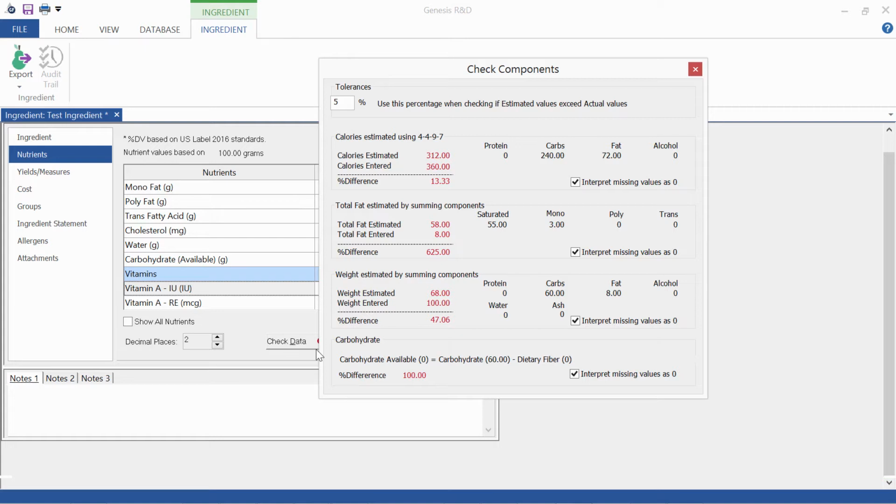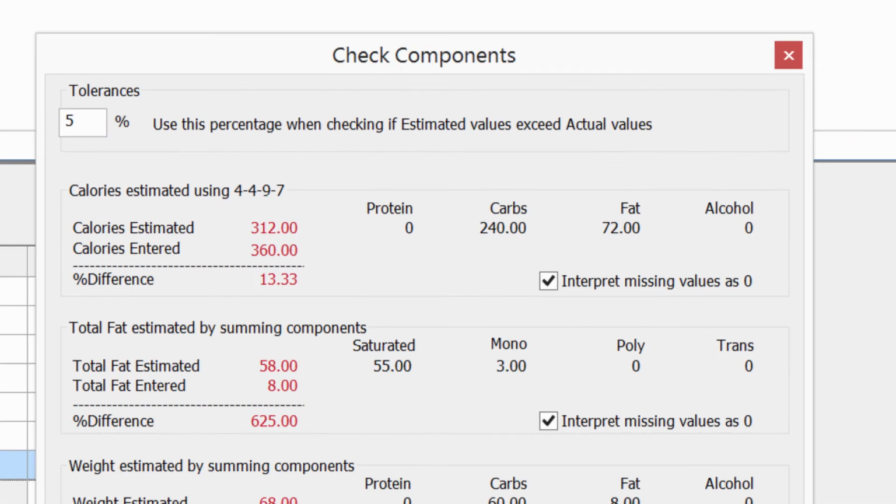The first 3 tests follow the same logic, which is to compare the values entered with the reasonable estimate based on components. If the estimated value and compared value differ by a large amount, as per the tolerance entered here, then your recipe fails the test and your numbers will appear in red. So let's first look at the calorie test and see why there's a 13% difference.